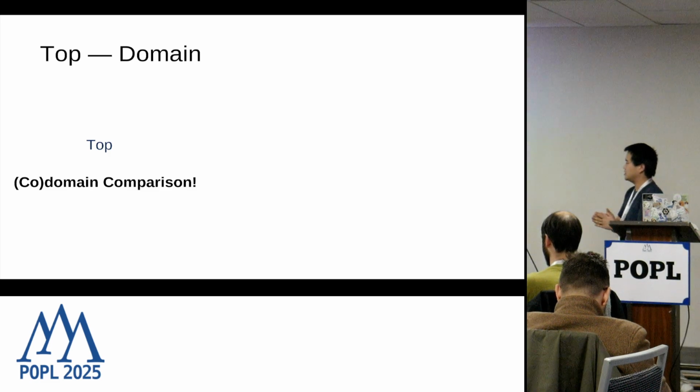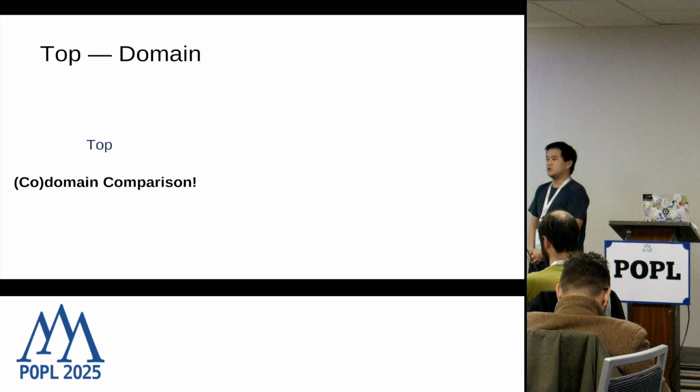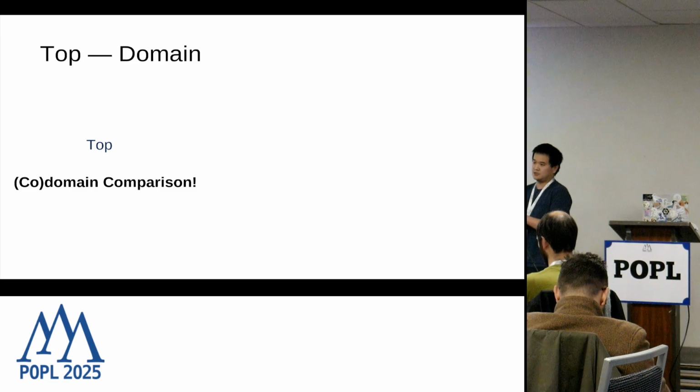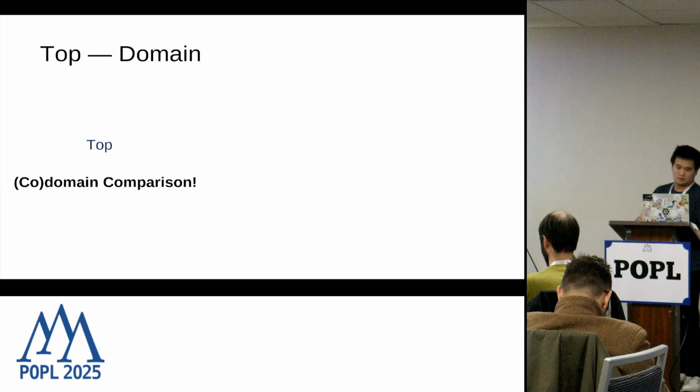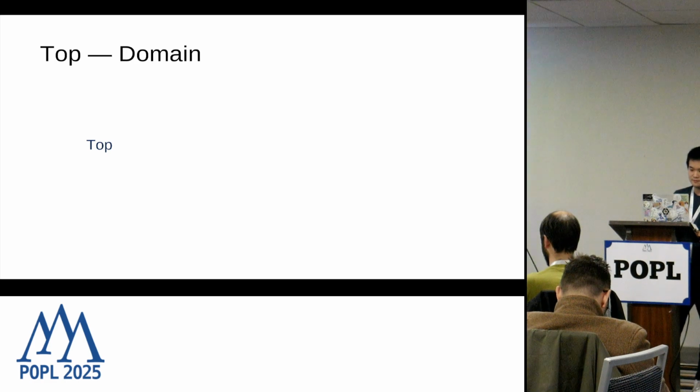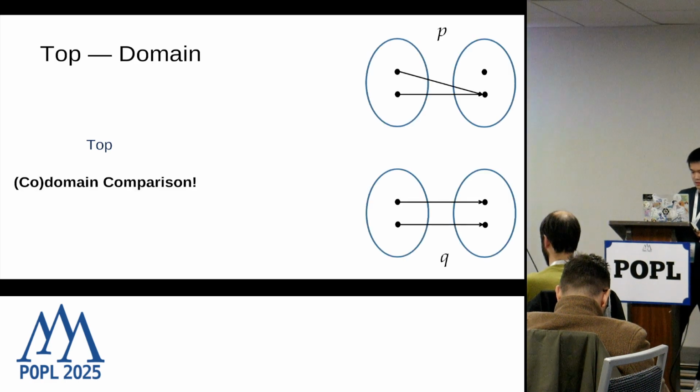So top is for codomain comparison, which is the last step we need to model program logic. Notice that in this talk we will only talk about codomains, but for domains it's the same. For domains, you are basically doing the backward reasoning that people have talked about. The system can also model domain comparisons, but we only show codomains as examples.